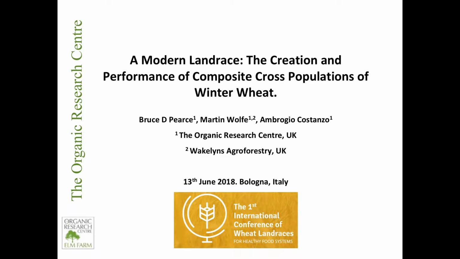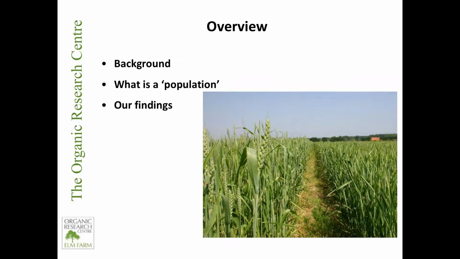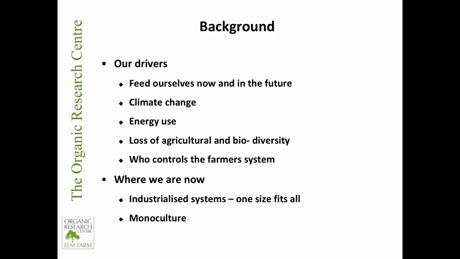So I'll talk about the background, why we've come to doing what we're doing, a little about what the population is, and how we created it, but also then about our findings and the implications that might be, and just a little bit about what we're doing with it now. So the picture at the bottom there shows you the population on the left and a conventional variety on the right. So our drivers were about agriculture as a whole and society as a whole.